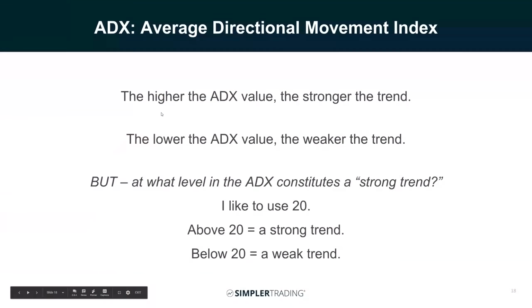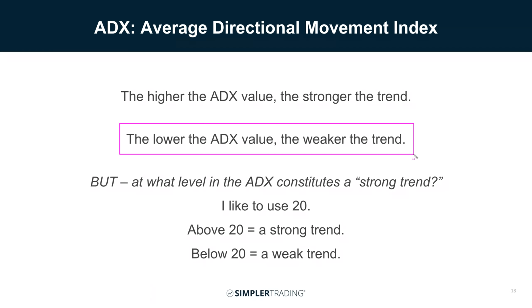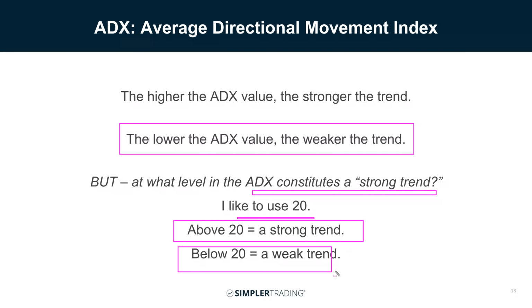So basically, the higher the ADX value, and towards the end of this we're going to look at some current charts and things like that too, the stronger the trend, and the lower the ADX value, the weaker the trend. Okay, so again, it doesn't matter which direction, it's just weak trend, strong trend. So the question here is, what level in the ADX constitutes a strong trend? I like to use 20. Basically, above 20 is a strong trend, below 20 is a weak trend, all right?